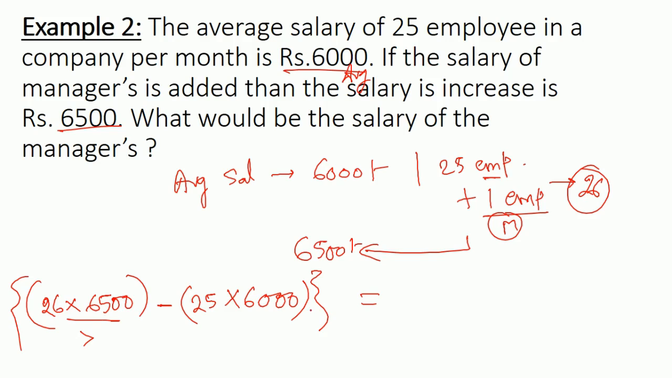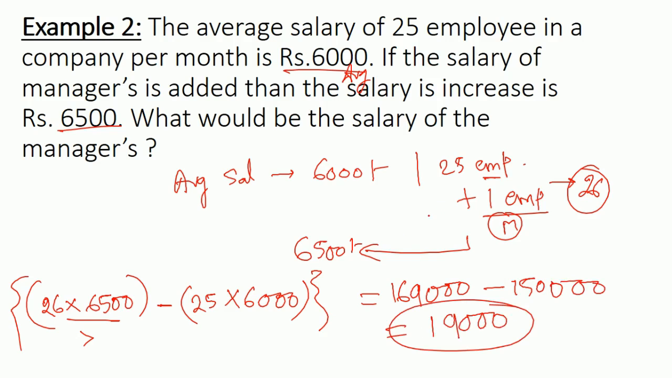So you're going to find out the salary once the manager's salary is added, it becomes much higher. In this case, it's going to give us 3 zeros, 169. So 169,000 minus the earlier salary, it's simply 150,000. So that is the difference. So 19,000 is the difference between the salary before the manager was there and after the manager's salary is added. So the salary for the manager will be 19,000. That's that easy to solve this question.